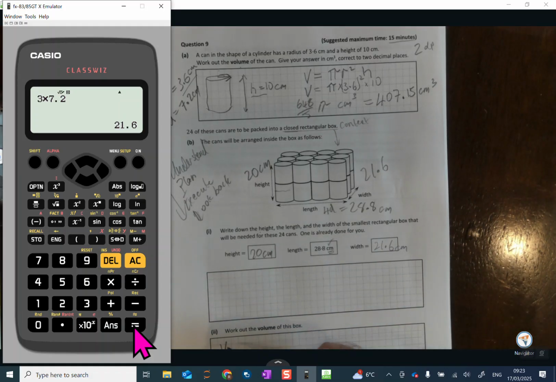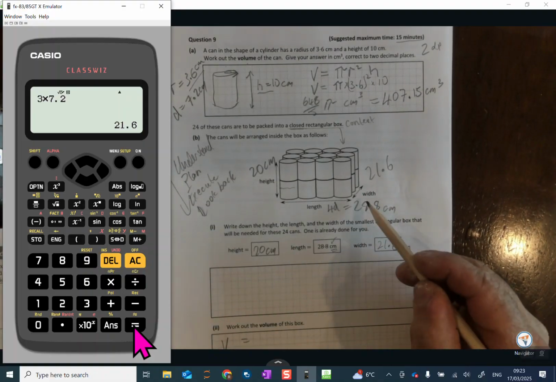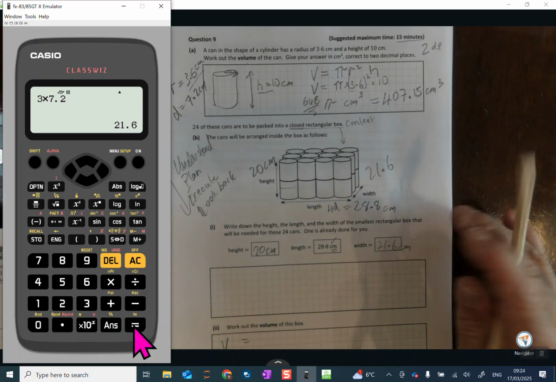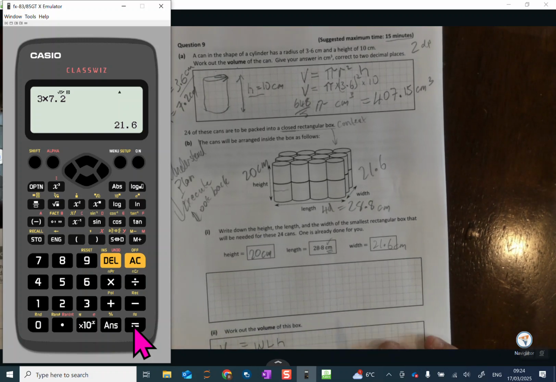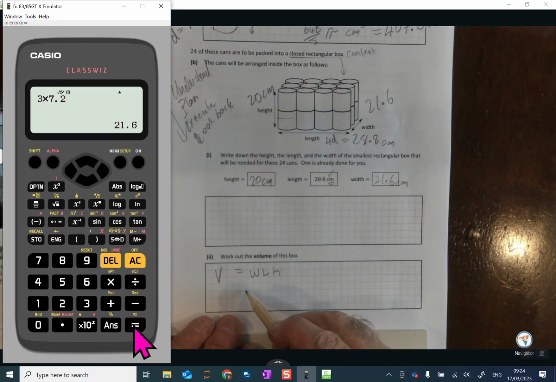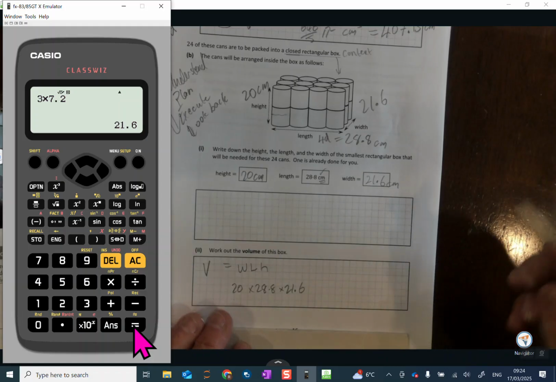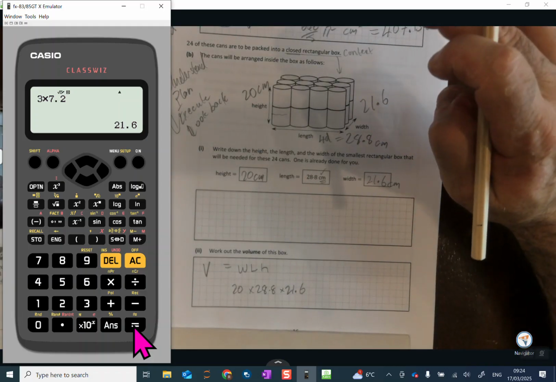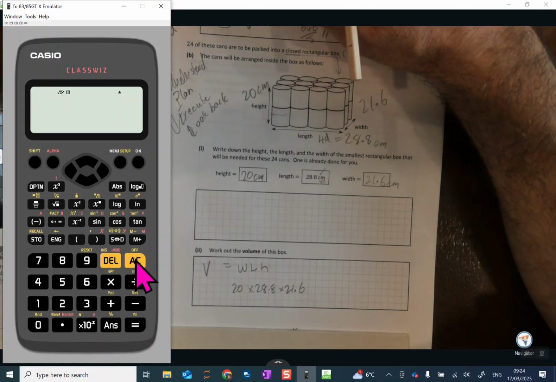So the volume of the box, it's not in here anywhere. Okay, the volume is equal to, so I have width, length and height. It doesn't matter really what way they go. Width by length by height will be the model formula for us, and we will multiply 20 by 28.8 by 21.6. Now the units will be centimeters squared, cubed of course, and we leave it at that unless they ask us to change.